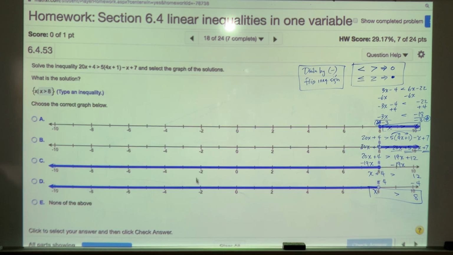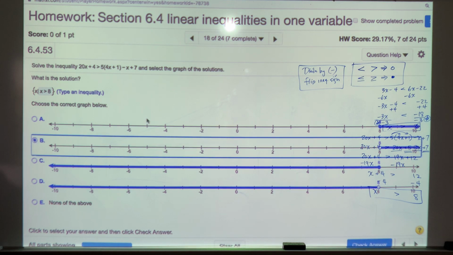Good. And we know how to graph it by now. All of our answers should have open circles and should be to the right, and that should be B for me. Open circle, greater than to the right.